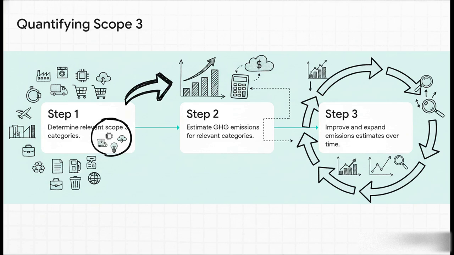First, a company has to figure out which of those 15 categories are actually relevant to its business. What are the big ones? Second, it uses the best information it can get to make a solid estimate of those emissions. And third, it commits to improving over time, getting better data, and expanding the analysis year after year.